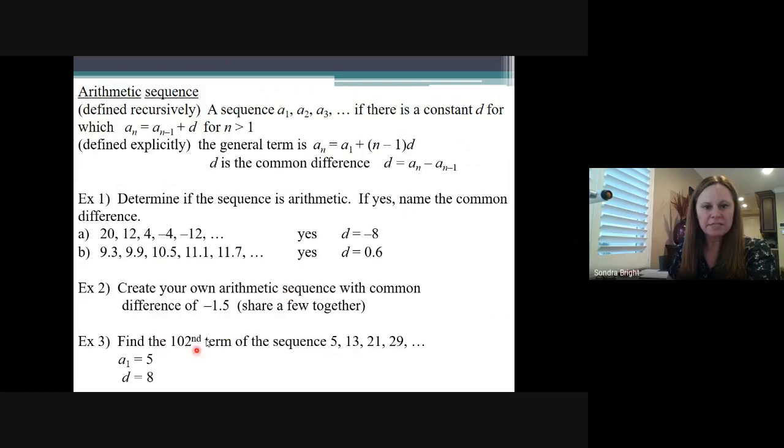We want to know the 102nd term, so 102 is your n. So in this guy, I'm going to put a sub 102. It's the first term, 5, plus 102 is your n, minus 1, and then times the common difference, which will give you 813. So the explicit formula is super friendly, right? Especially when they're asking you to find a specific term.